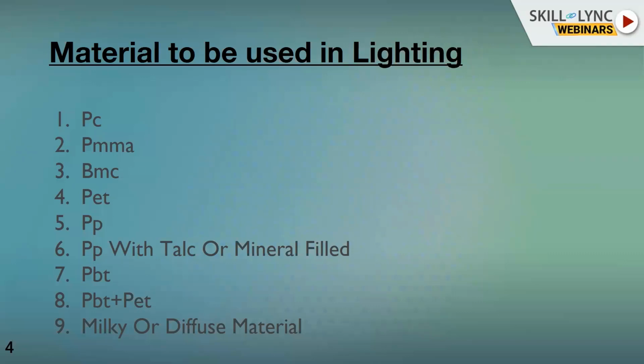So every OEM nowadays is using the milky and diffuse material, and all the material suppliers are also mixing the milky or diffuse properties into PC and PMMA. So the ninth point is very important for the latest trend. You should be aware of what the milky or diffuse material is. And other material selection also depends on the supplier or the tier one. They also have different types of material in their catalog. However, all these nine materials are majorly used by every OEM or every tier one.